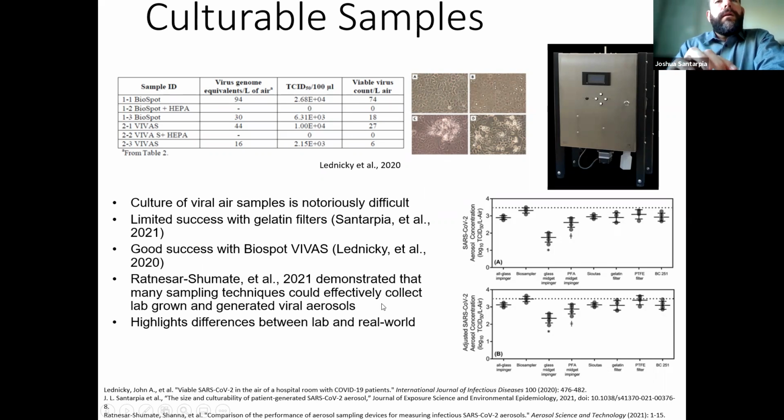However, Ratnesar-Shumate et al. published a paper where they compared a whole lot of different collection techniques, everything from just collecting onto a PTFE filter all the way to doing something like a biosampler and an all glass impinger. And what you can see is that SARS-CoV-2 aerosols, when generated in the laboratory, can be recovered from all of these. The least, maybe this glass midget impinger in this case, and these two midget impingers probably had the least recovery. But even still, most of these had very good recovery, near theoretically predicted.